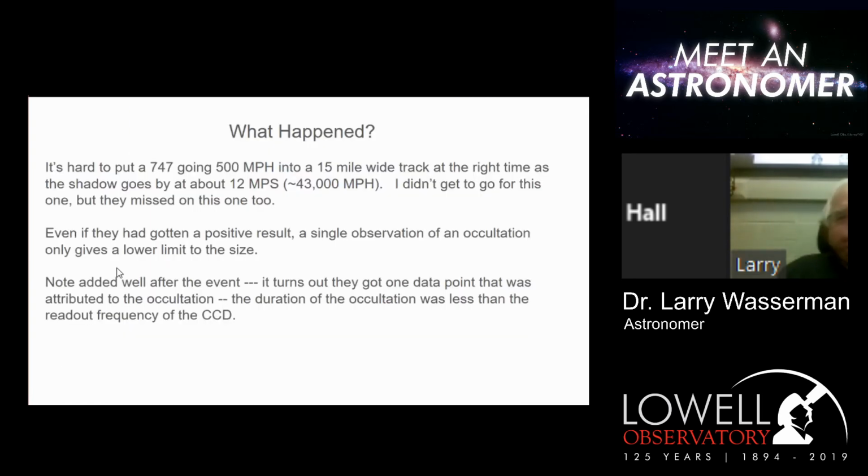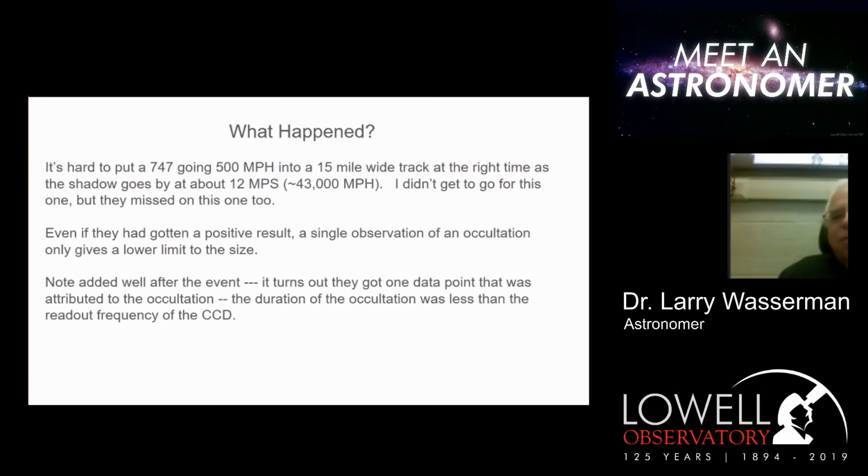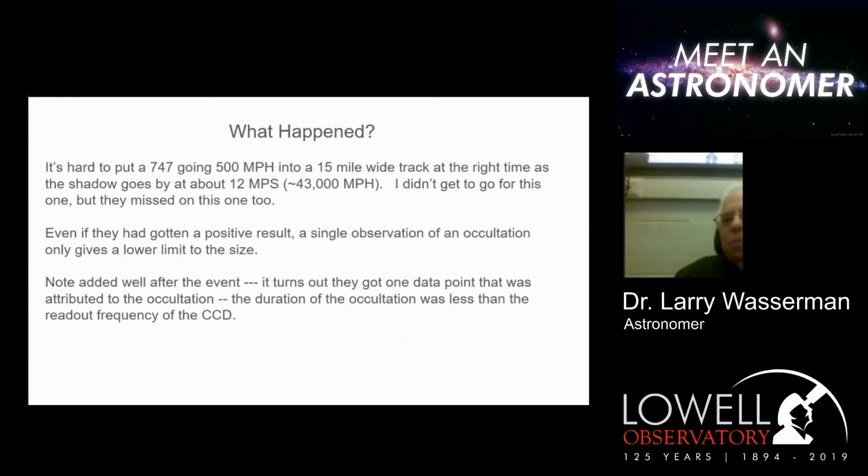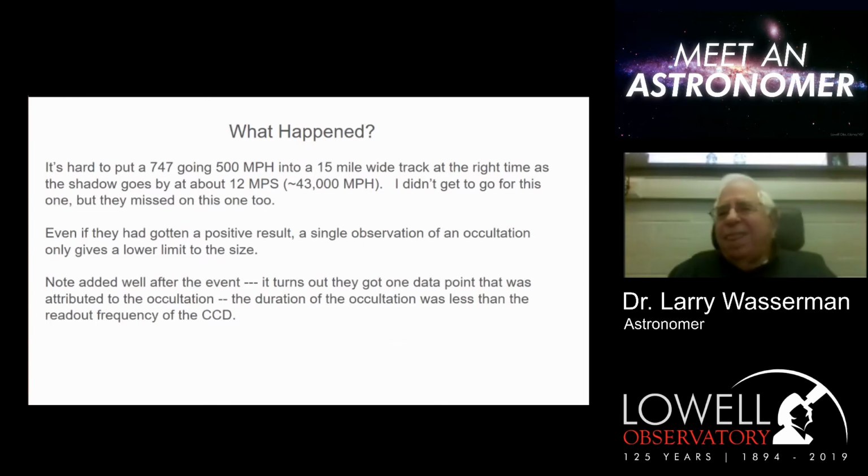What happened? Well, first off, it's very hard to put a 747 going 500 miles an hour into a 15-mile wide track at the right time as the shadow goes by at 12 miles per second, 43,000 miles per hour. I didn't get to go along with this. I would have liked to, but they missed on this one too.